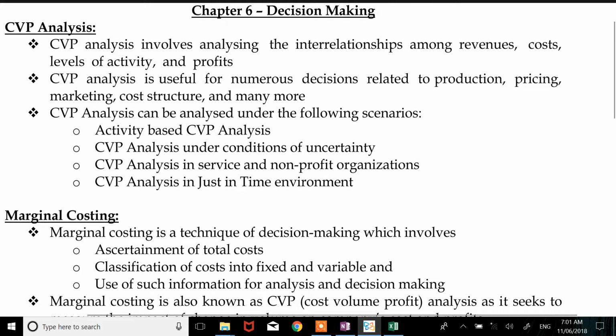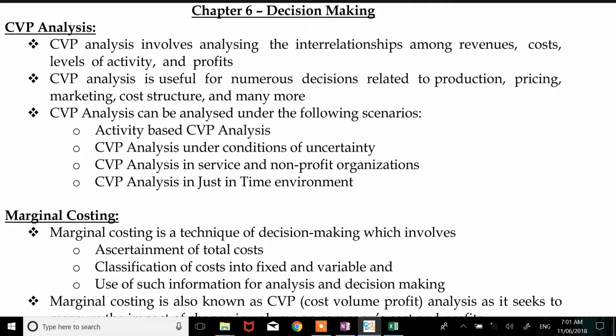Now the formula for your indifference point is, I think it will be covered here, you can listen to it, and then I'll change in fixed cost. Between the two alternatives, what was the change in fixed cost? 3 lakhs divided by change in variable cost per unit, which was 5 rupees. So 3 lakh divided by 5, 60,000 units is the indifference point.